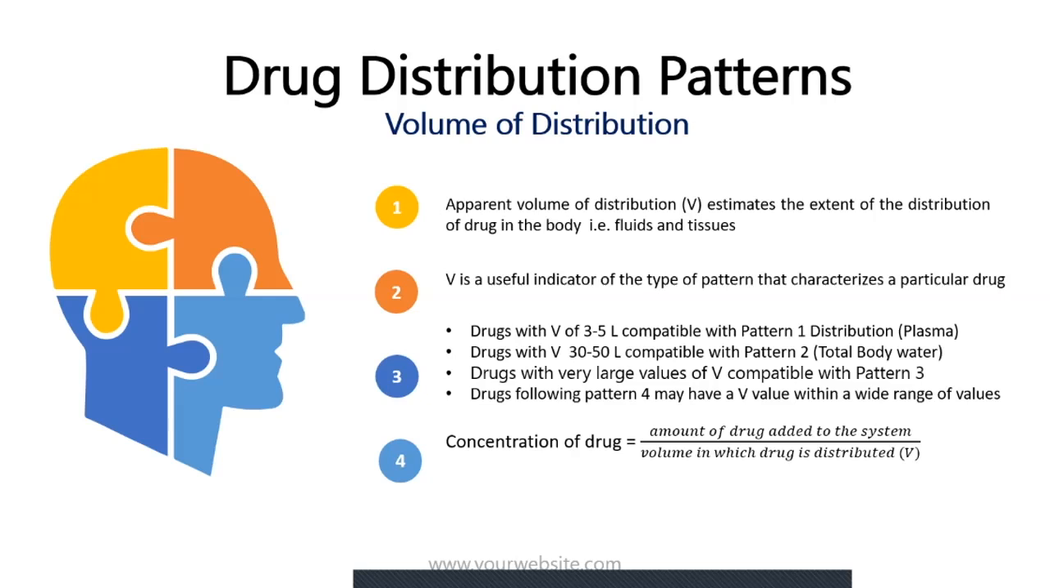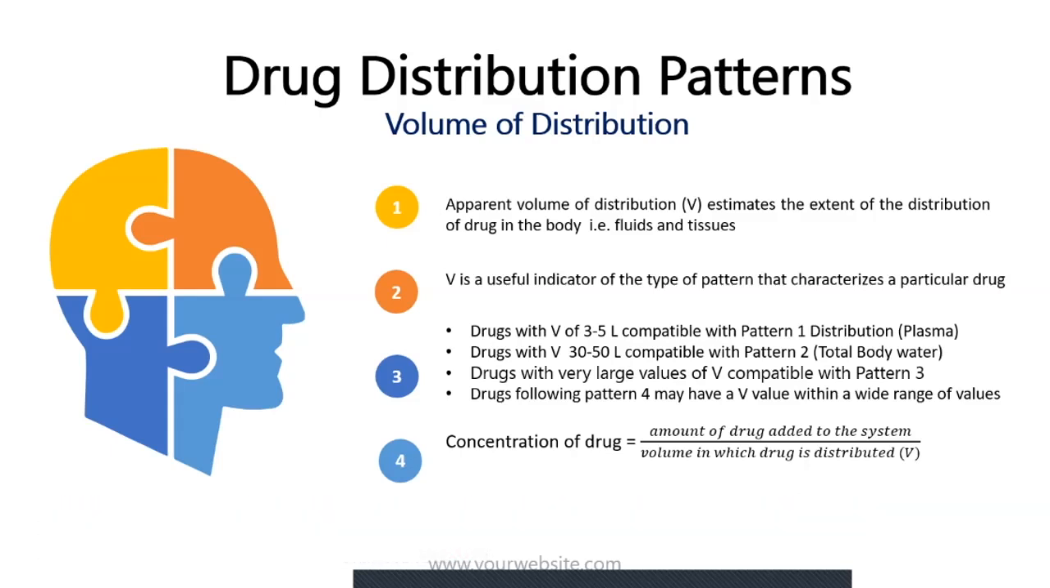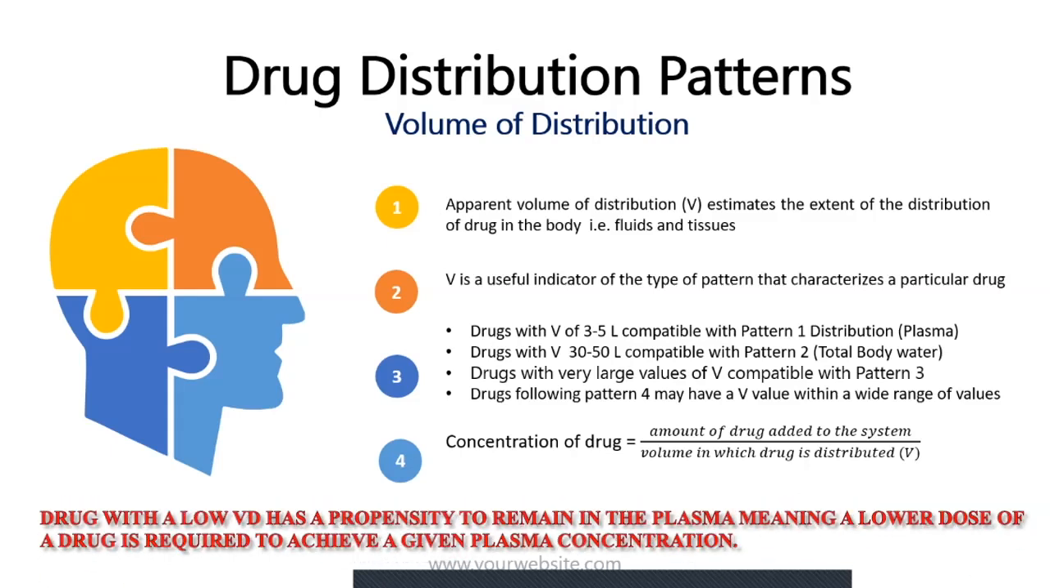Drugs with volume of distribution of, say, 30 to 50 liters are compatible with pattern 2. It's going to stay in the total body water. And drugs with very large values of volume of distribution are compatible with pattern 3, meaning it's going to stick to one tissue or one organ. Drugs following pattern 4 may have a volume of distribution within a wide range of values. Because of course it's varied. It may stay in one area for a little bit, then go to another area, so it's going to vary.